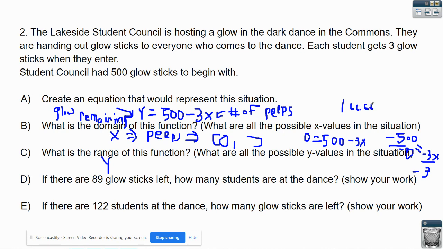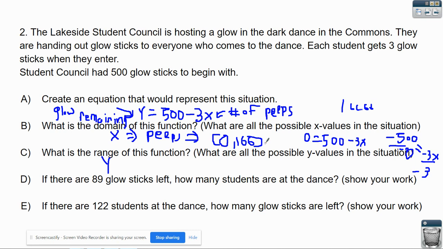Now, this is interesting because most people write this right there. But why does that not make sense? Yeah, you can't have 0.66 people. So, you kind of have options here. What makes the most sense is explain what you're saying. I think at 166, that's the most that can come and get the 3 glow sticks. I've seen people on this problem write 167 and they gave the last person 2 glow sticks, something like that, and that's perfectly okay.